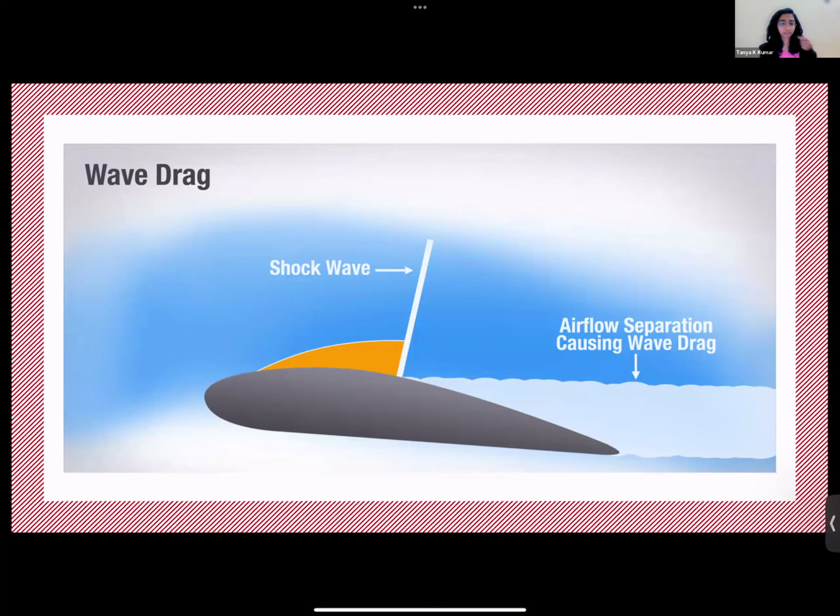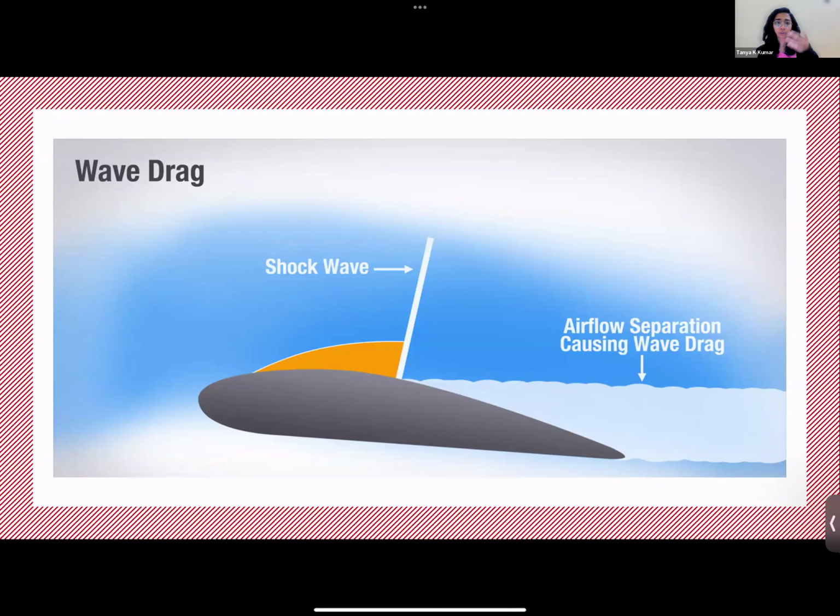So the wave drag occurs due to the shock wave formation and then the turbulence thereafter, beyond the shock wave. There's flow separation and turbulence that causes drag. So wave drag occurs due to the formation of shock waves, which happens in supersonic conditions, transonic to supersonic conditions, and beyond that. We had seen this, I think, in the last class.